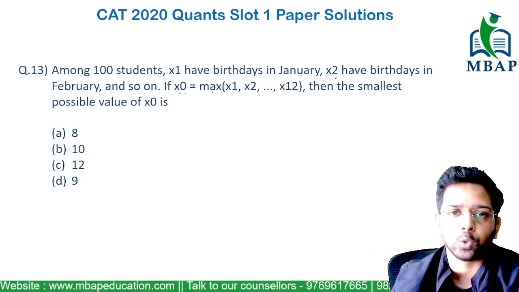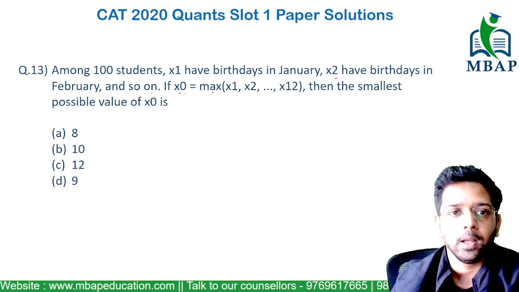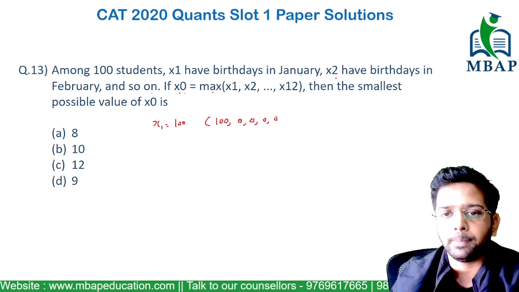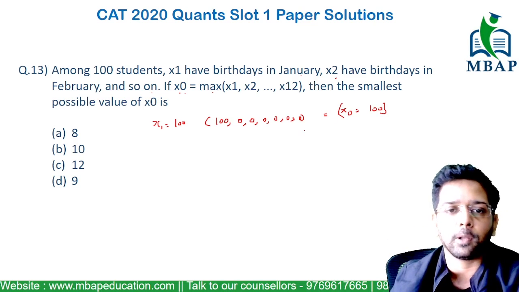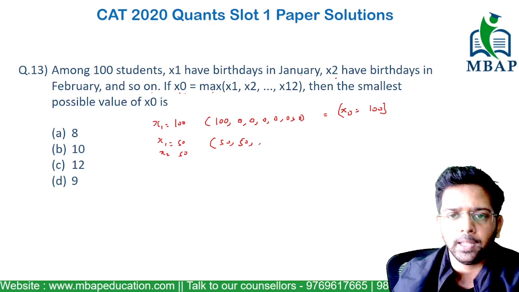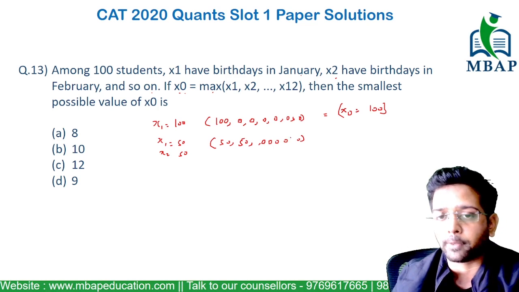Okay. Now what is X1, X2? This is the range of the set of numbers of 100 students who have birthdays either in January, February, and so on and so forth. I can even assume, let's say, all 100 students have birthdays in January. February, March, April, all the other values will simply become 0, 0, 0. So even if I assume this, the value of X0 here will be equivalent to 100. And you have to assume a lot of cases. Let's take X1, X2 to be equal to 50-50. Let's take 50 students have their birthday in January, 50 students have their birthday in February. And for the rest, March, April till December, the number of students in the respective months is zero.